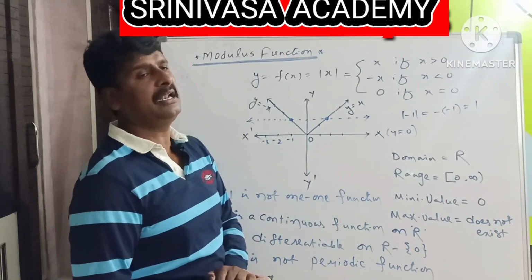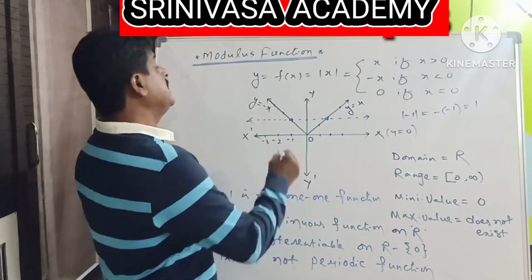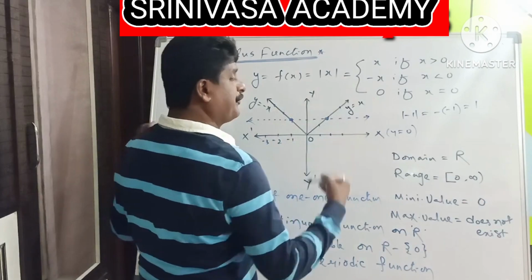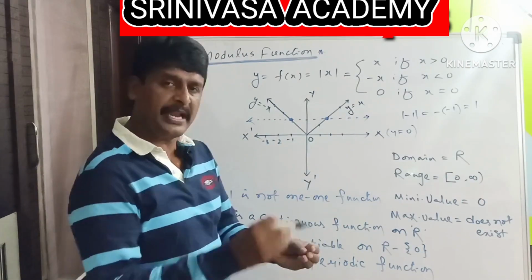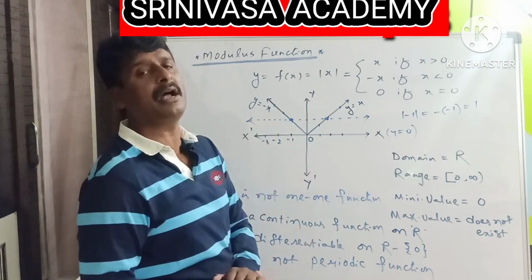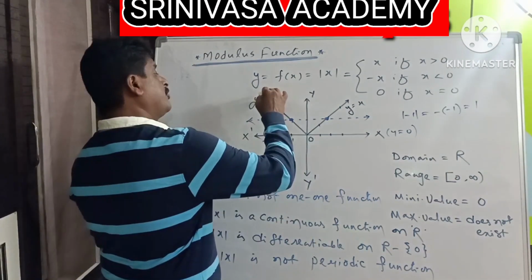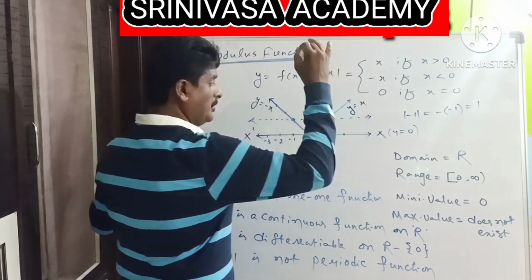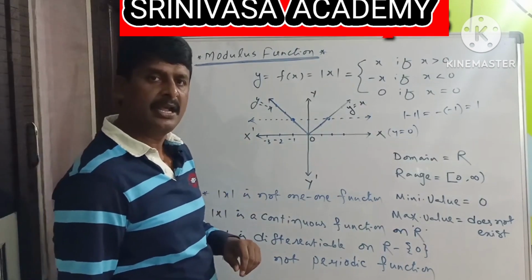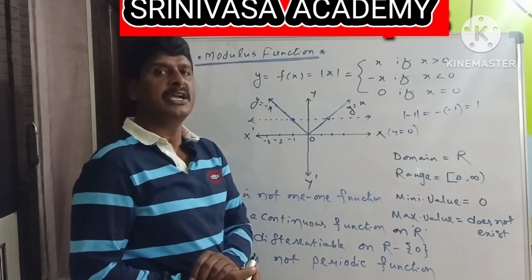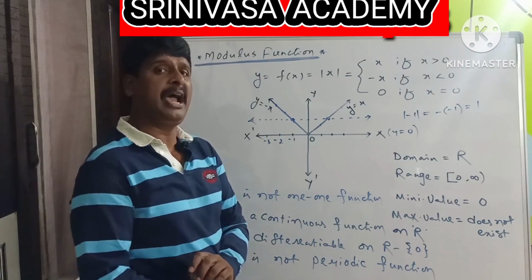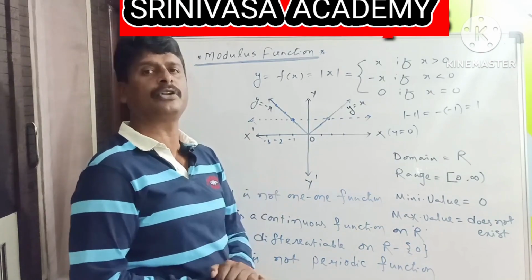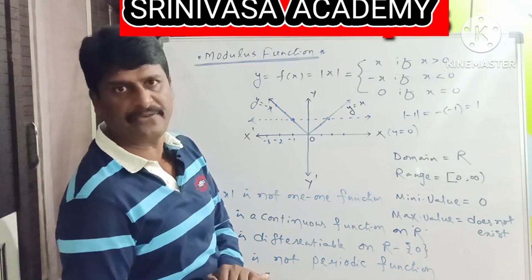How to check whether a function is continuous or not? If we can draw the graph of a function without lifting the marker from the board or without lifting the pen from the paper, then it is called a continuous function. Of course, we can draw its graph without lifting the marker from the board. That's why it is continuous everywhere. And differentiability nature: whenever the graph has a sharp curve, at that particular point the function is not differentiable. Otherwise, it is differentiable everywhere.